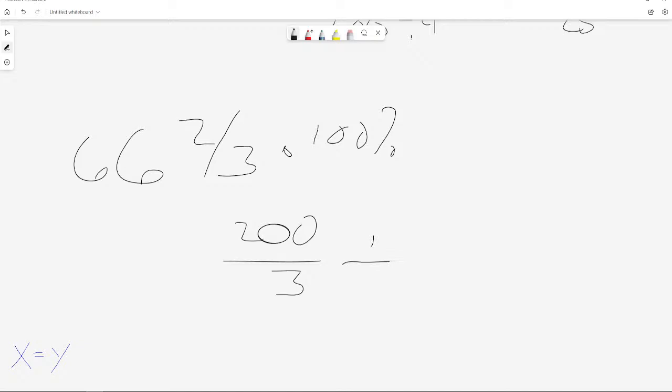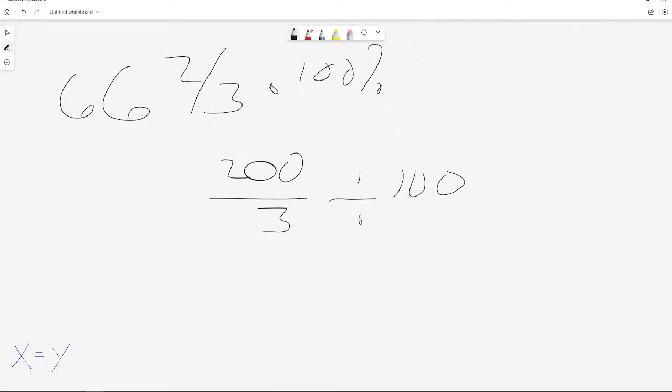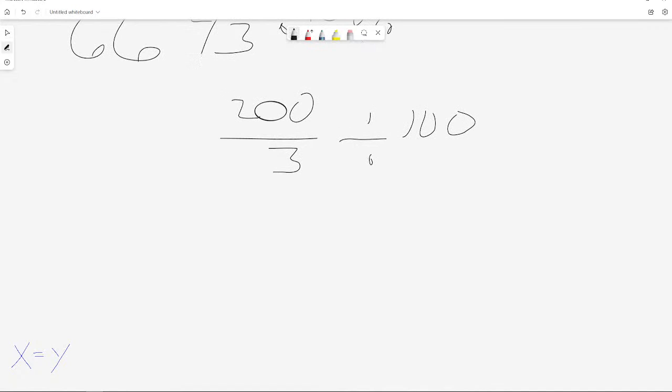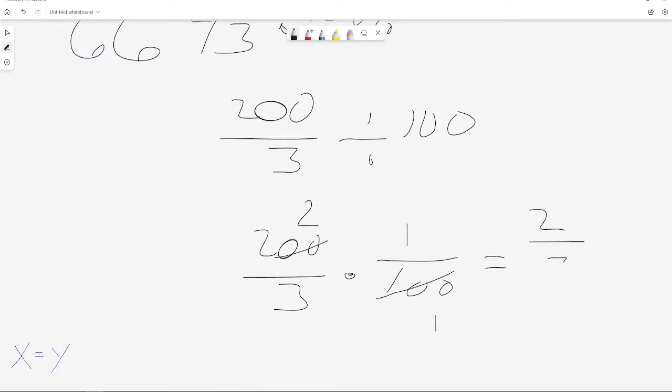So now we divide by 100. Now remember, when we're working with division, we want to do a reciprocal to make it a multiplication problem. So now we're going to go 200 over 3 times 1 over 100. Cross cancel, 100 goes in 1, 2, so we end up with 2/3.